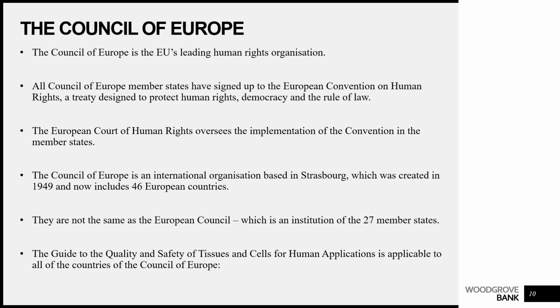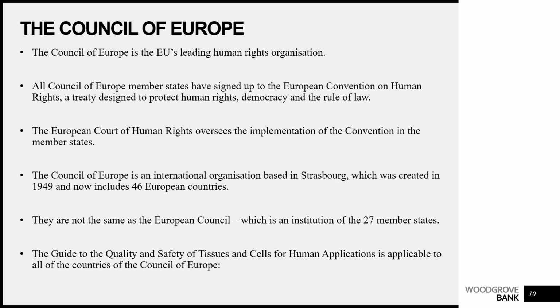I want to talk about the Council of Europe because there is a guide that I wish to talk about, and this is the Guide to Quality and Safety of Tissues and Cells for Human Application, and it's applicable to all of the countries of the Council of Europe. So the Council of Europe is the EU's leading human rights organization. It's an international organization based in Strasbourg, and it now includes 46 countries. So it's not the same as the European Council, which has 27 member states.